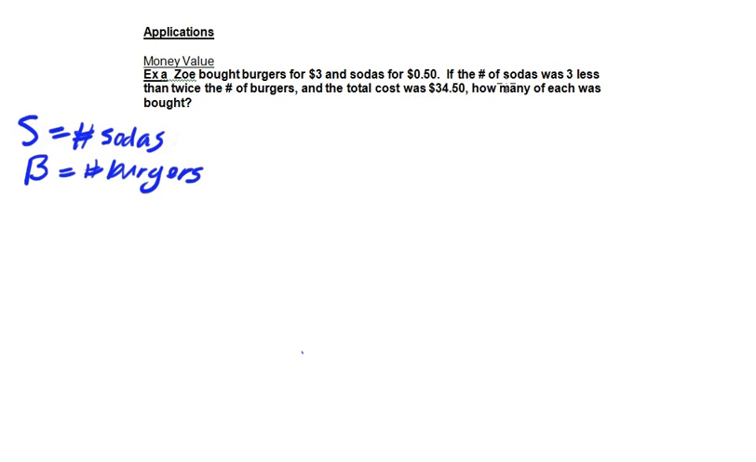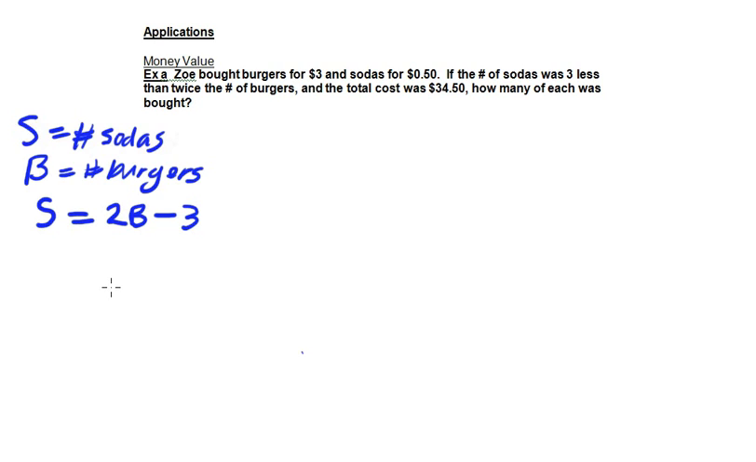But I'm going to translate this phrase here, which we can translate almost word for word. So the number of sodas, that's S, was, we can say is or equals, 3 less than twice the number of burgers. So twice the number of burgers I'm going to write as 2b. And then 3 less than that means subtract 3. So that's our first equation.